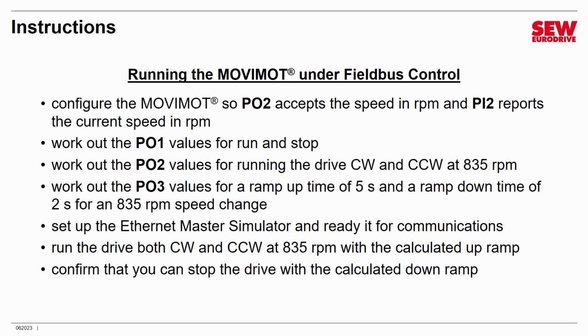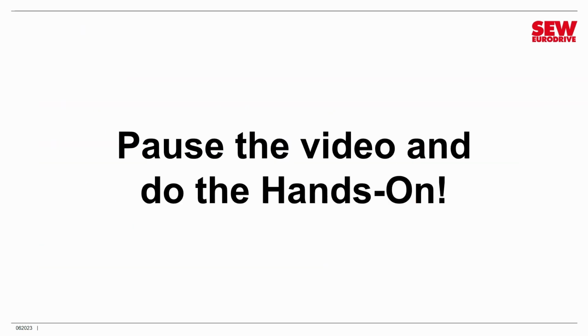Once you've done that, you'll need to set up the Ethernet Master Simulator on your computer, set up a fixed IP address, register with the firewall, and get ready to communicate. You'll need to get everything plugged in, and then you'll need to run the drive using the Ethernet Master Simulator, both clockwise and counterclockwise at 835 RPM with the calculated up ramp, in other words, the 5-second ramp. Finally, you'll need to confirm that you can stop the drive using the calculated down ramp, the 2-second ramp. So, pause the video and do the hands-on.